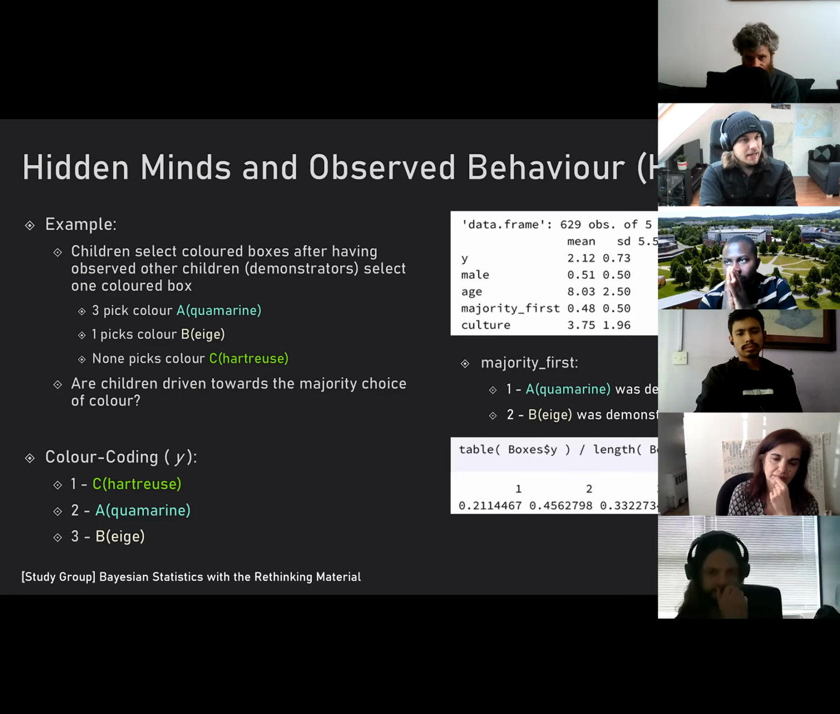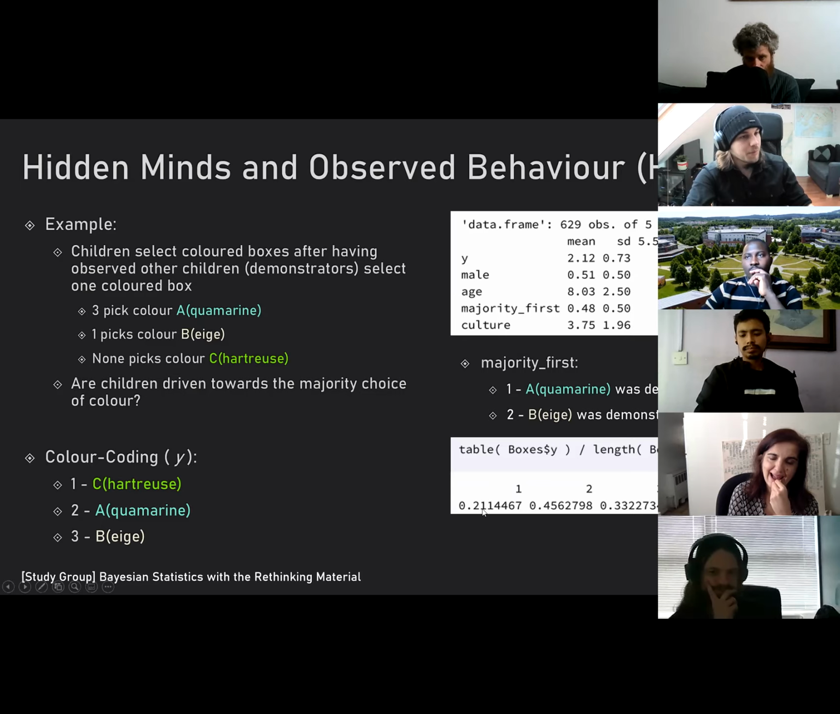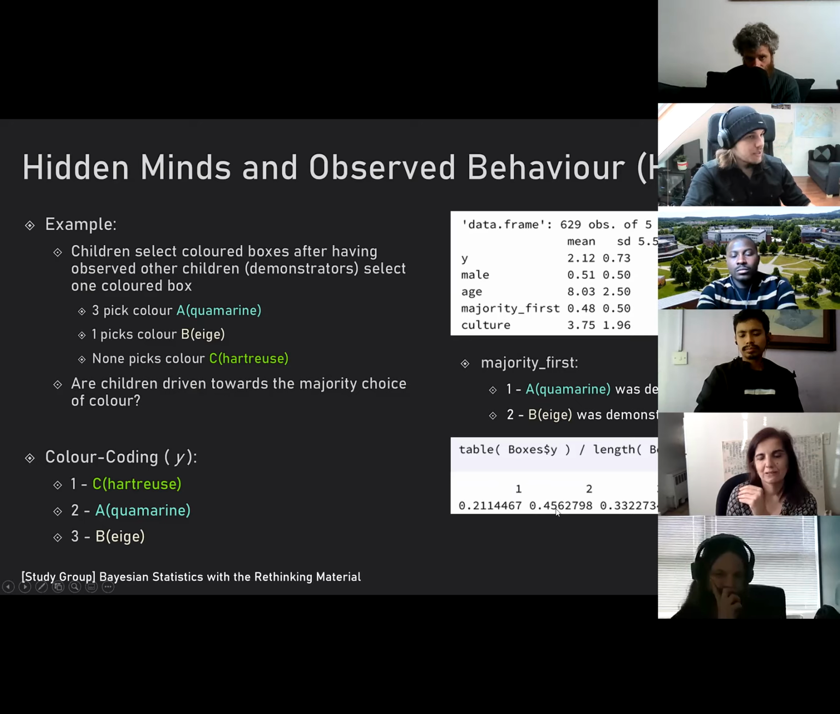When we just look at the data itself, and this corresponds to the color coding on the left-hand side here, we can see that the color that no demonstrator picked came up the least, so that is this right here, in just around 21% of the cases. The majority color was picked the most in around 45% of cases, and the minority color was picked around 1/3 of the time.